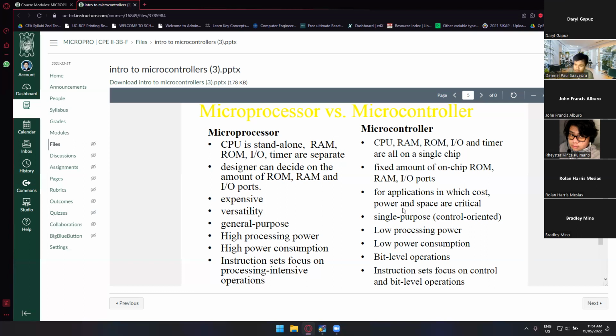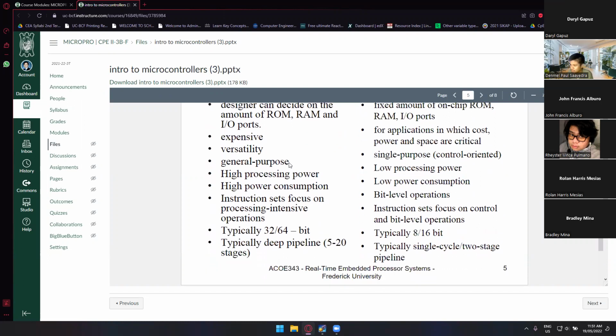So are we clear so far regarding the differences between a microprocessor and a microcontroller? All right, so if ever you guys have a question, just let me know.